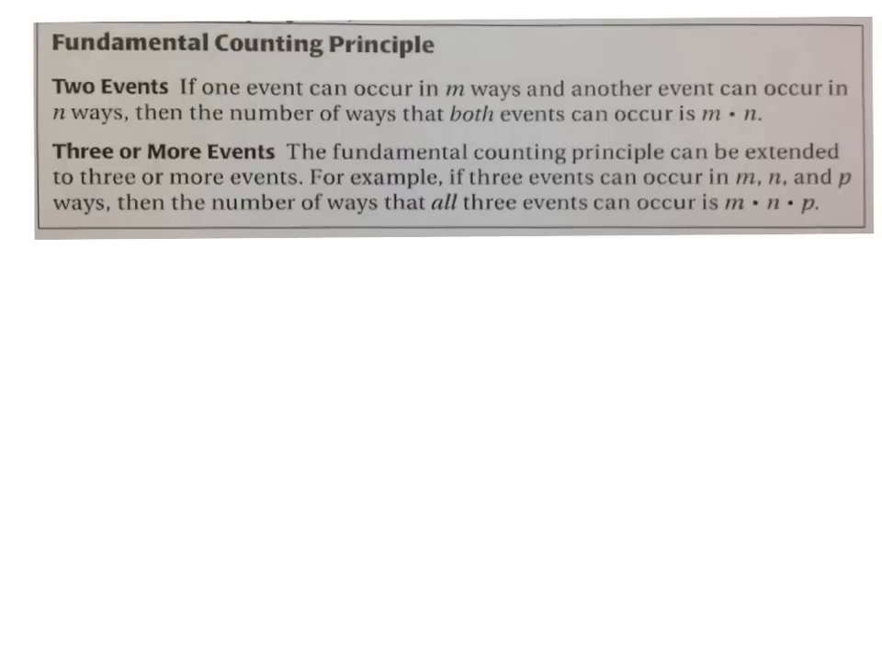And if we have 3 or more events, it's still the same thing. It can be extended. For example, if you have 3 events that occur in m, n, and p ways, then the number of ways that all 3 could occur would be m times n times p.